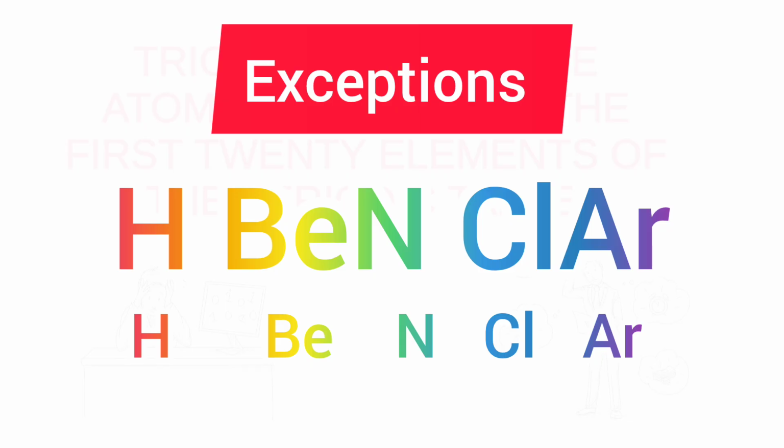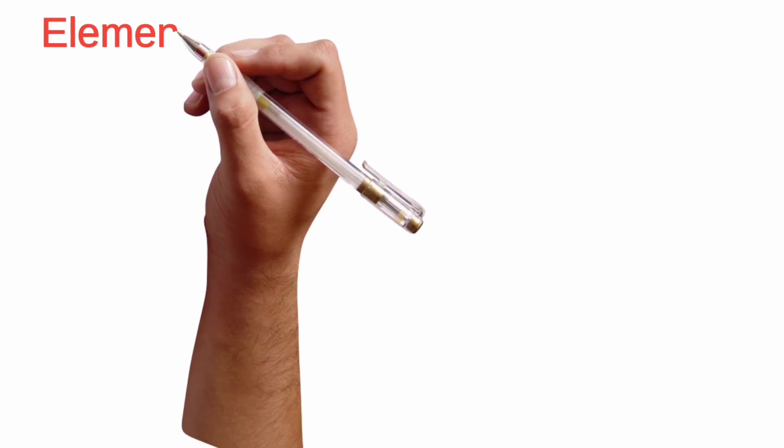But don't worry, we have a super simple mnemonic to help you remember them. And what is it? We have it on the board. H. Ben Clar. H. Ben Clar. That is our mnemonic that will help us recall the 5 elements that do not perfectly follow our awesome trick. H stands for hydrogen, Be stands for beryllium, N stands for nitrogen, Cl stands for chlorine, and Ar of course stands for argon. Now let's put our trick into test.